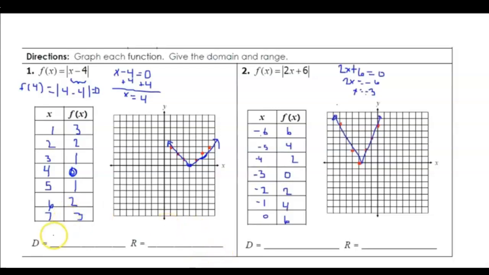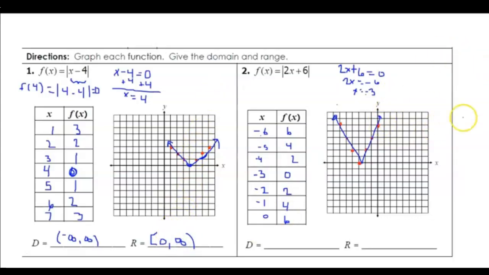All right, let's talk about domain and range of both of these graphs. So if I look at number 1, if I talk about the domain, or all of the x values, I realize I can plug in any number for x. So the domain of this graph is still going to be all real numbers, so that's negative infinity to infinity. Talk about the range of this graph. The range is going to start at 0, and it's going to be a bracket because it includes 0. And then it's going to go all the way up to infinity.